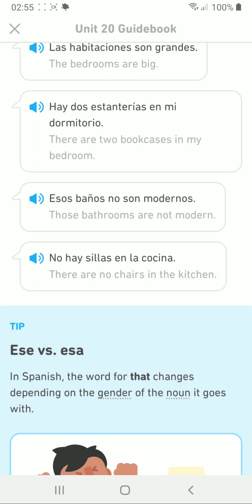No hay sillas en la cocina. There is not, or they are not, sillas en la cocina. Cocina is the kitchen. Let's listen to the native. No hay sillas en la cocina. Cocina, yeah. No hay sillas. Sillas, chairs. So there are no chairs, yeah.